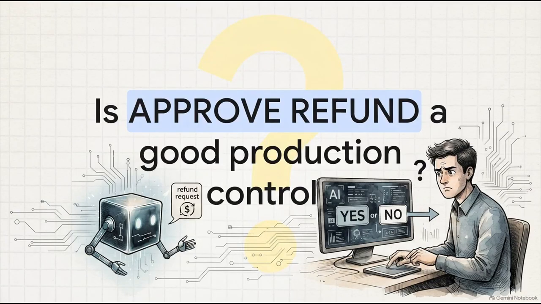To really see why that's an illusion, let's look at a concrete, everyday workflow. Imagine your AI agent proposes a customer refund. The human operator gets a prompt popping up on their screen that just says, "Approve refund, yes or no." Now I want you to ask yourself honestly, is this actually a good, reliable control for a production environment?